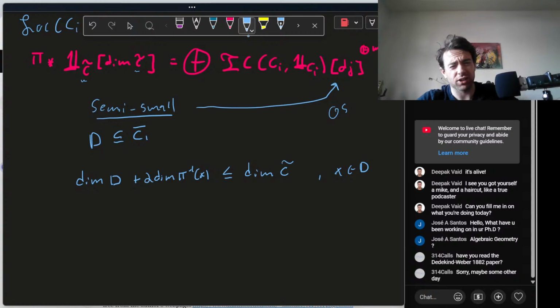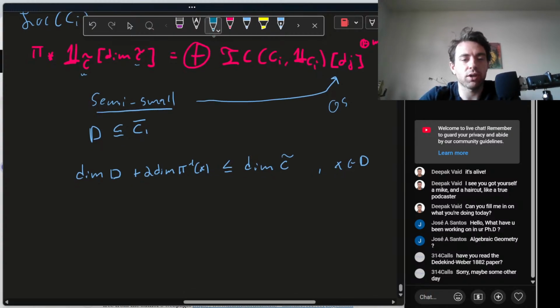Actually, I think in this example you don't even need semi-smallness. I think you can just do this computation and get away with things as they are because it's small enough. The sheaves are manageable. But whatever, this is a technique that definitely makes our life easier in general. So may as well mention it.